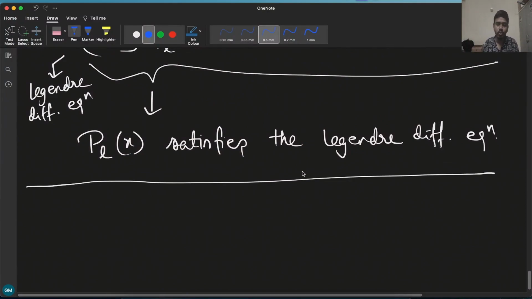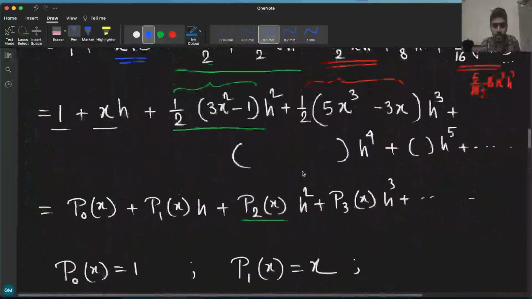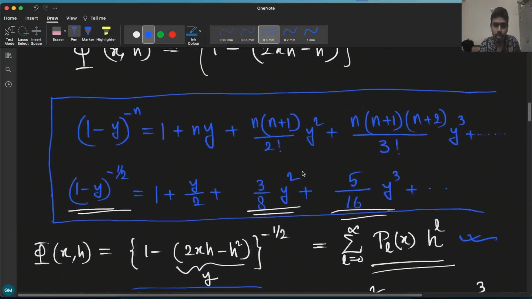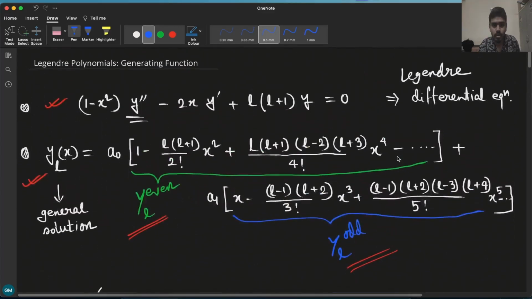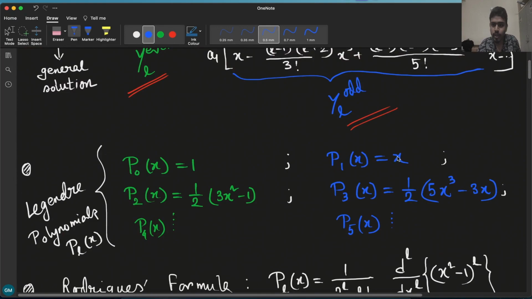So that's all for today's class. In the next class, I will solve different recurrence relations. I will prove different recurrence relations, and there I will be using this generating function. You will see how easily we can prove some recurrence relations using this generating function.